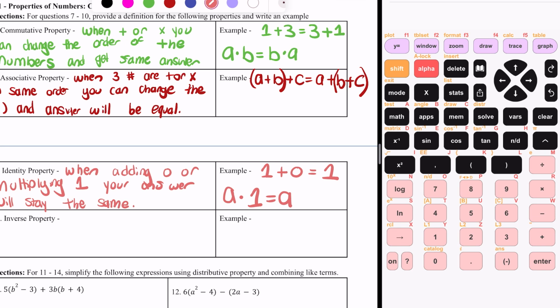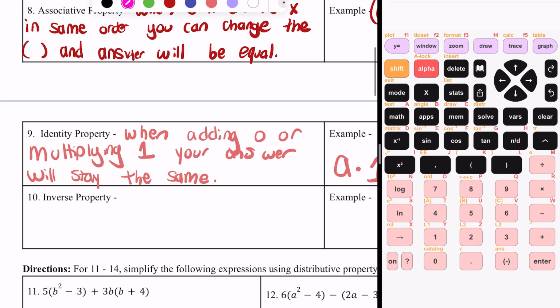And last one, the inverse property. The inverse property says that the inverse of adding is subtracting, and that would get you 0. Or when multiplying, the inverse is to divide, and that answer would get you 1.